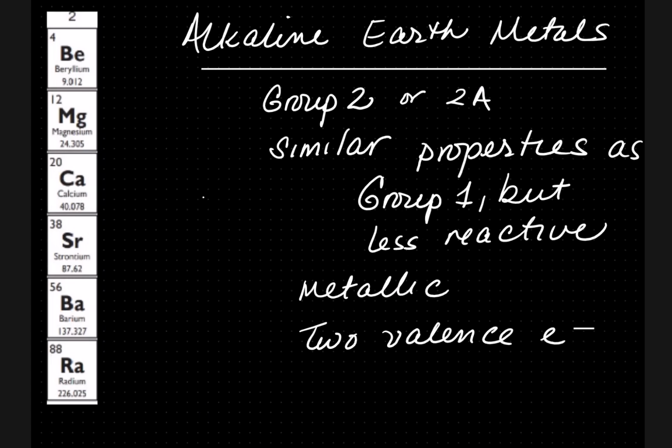They have similar properties as group 1, but they are less reactive. They are all metallic elements. They have 2 valence electrons. Since it's easier to get rid of the 2, they form a +2 or 2 plus cation.